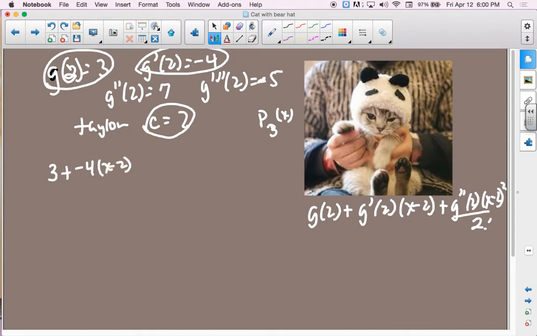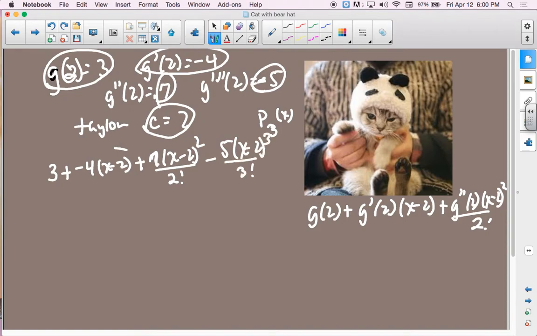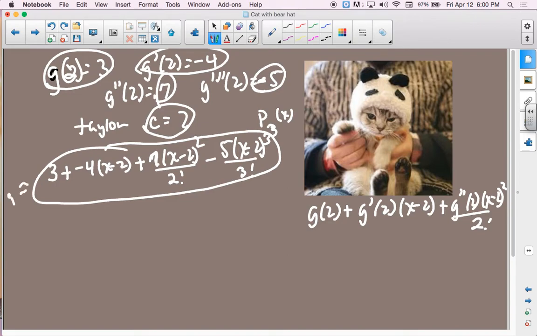over 1 factorial plus g double prime of 2 times (x minus 2) squared over 2 factorial. And then, where was I? g triple prime of 2, which is negative 5, times (x minus 2) cubed over 3 factorial. And so now I have my third degree Taylor polynomial that I can actually use to approximate things that are happening on function g.